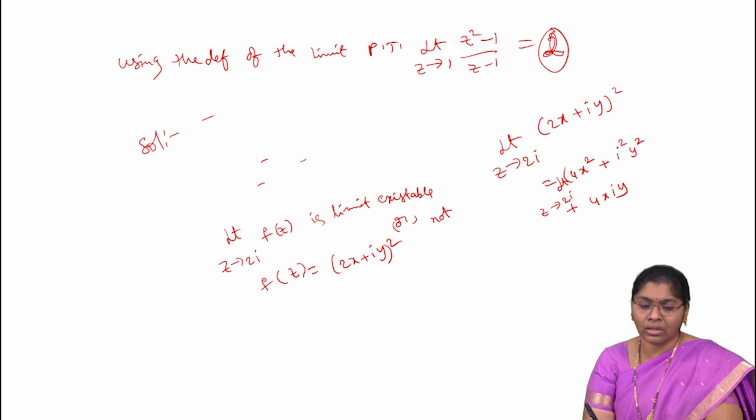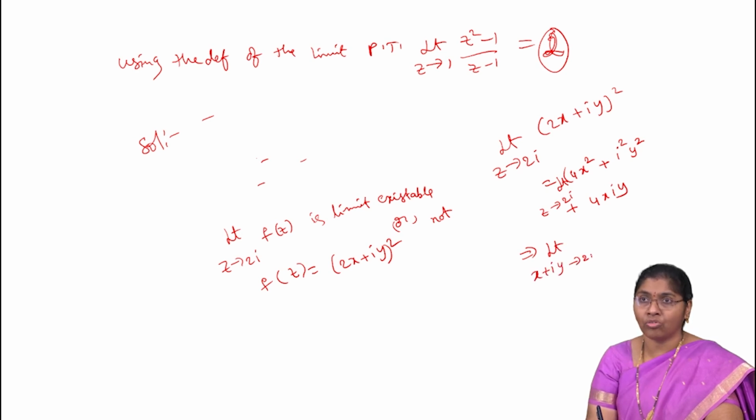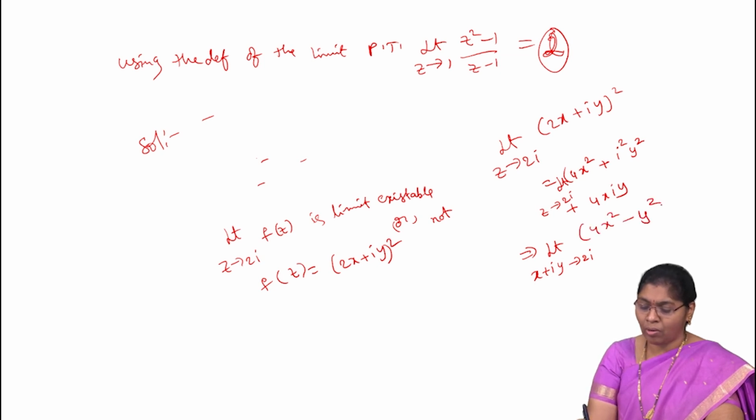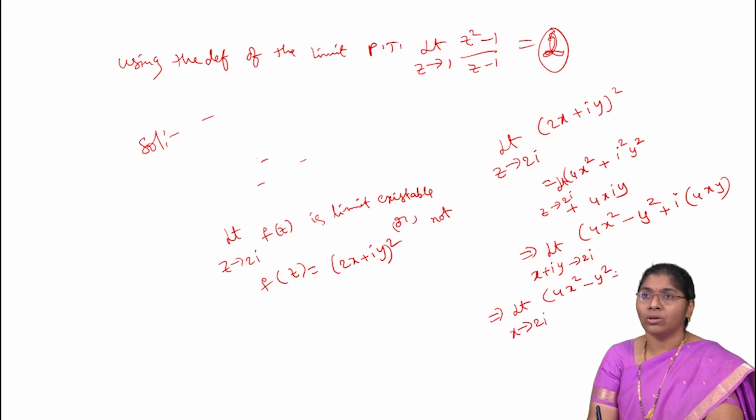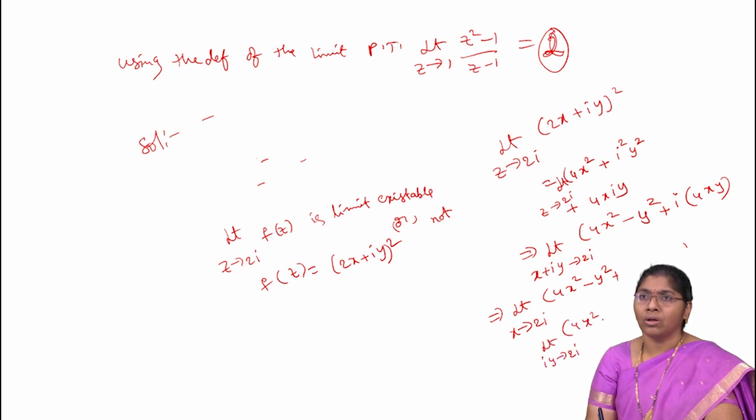Now the limit as z tends to 2i. Here z is there in this condition, so we are substituting. That means the limit as z tends to z, meaning x plus iy, x plus iy tends to 2i. Then it is 4x squared minus y squared plus i into 4xy. Now this is also written as the limit as x tends to 2i of 4x squared minus y squared plus i into 4xy. Next, another part is the limit as iy tends to 2i, that is 4x squared minus y squared plus i into 4xy.